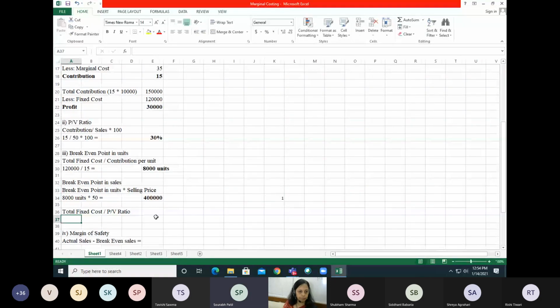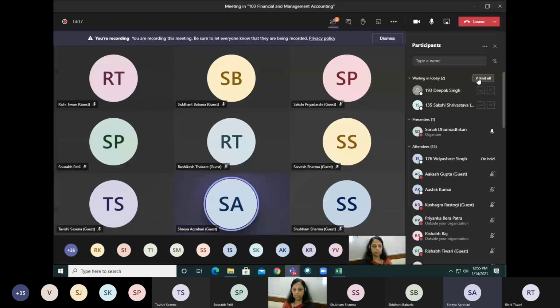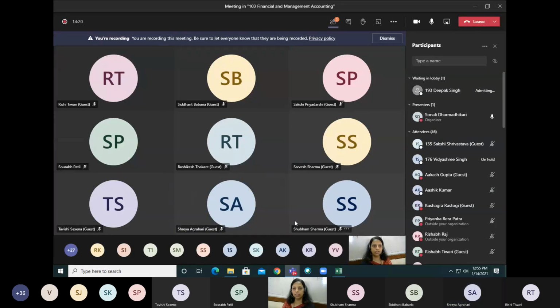Ma'am, can you repeat that step once again? Break even point in sales. Yes, break-even point in units means how many units you have to sell to reach the no profit, no loss situation. Now, what is the meaning of break-even point in sales? You have to calculate the sales, the break-even point in value. So, 4 lakh. Break-even point in units into selling price is equal to break-even point in sales. Have you followed this? Ma'am, we can do this with the other formula also, no? Yes. So we are just checking whether we are getting the same answer.